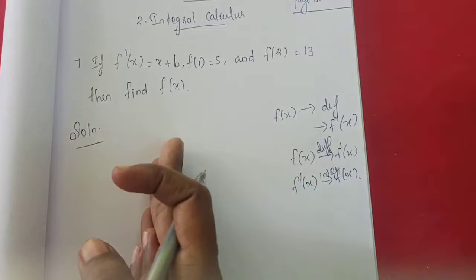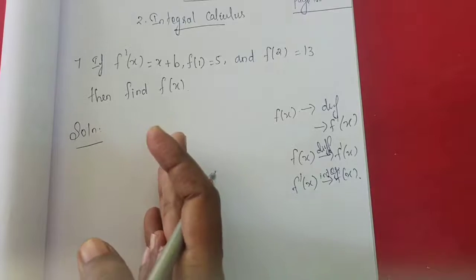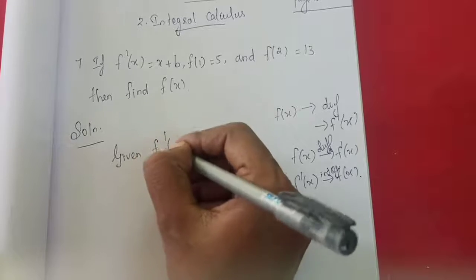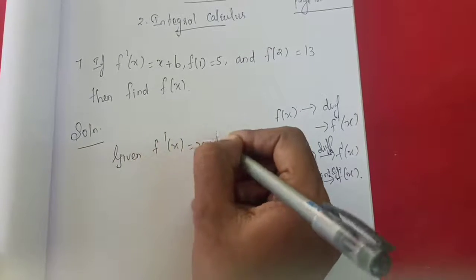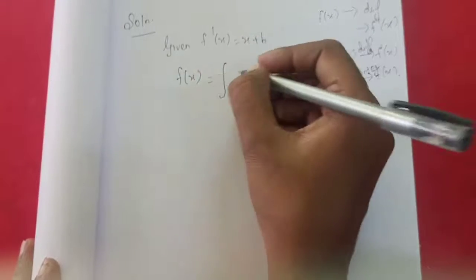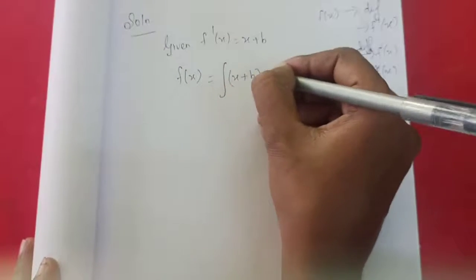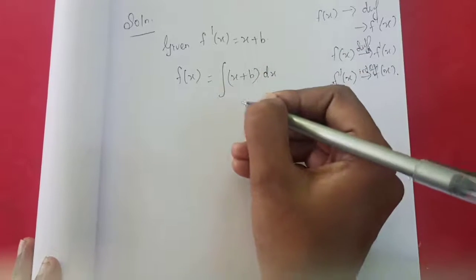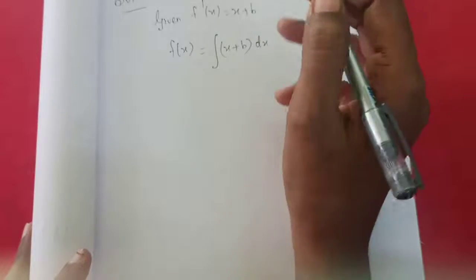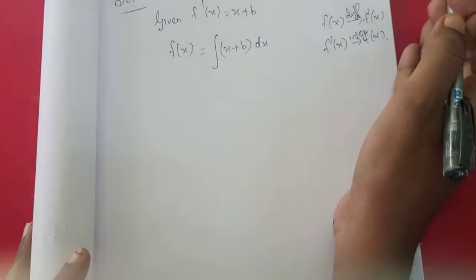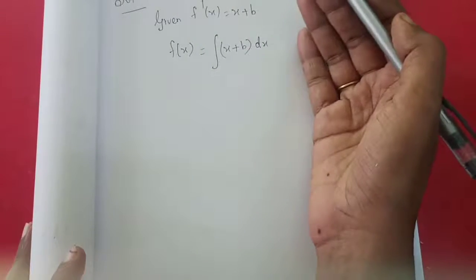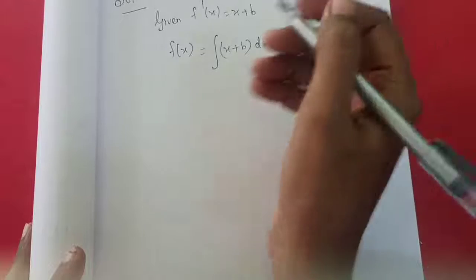So for this problem, what we need to do? We need to integrate. Given f dash of x is equal to x plus b. If we need f of x, we will integrate the integration of x plus b dx. Understand? If f of x is given and we need f dash of x, we differentiate, as you learned last year. If f dash of x is given and we need f of x, we integrate.